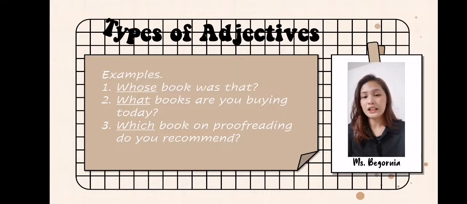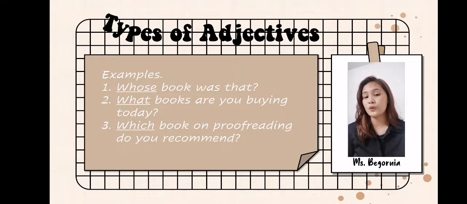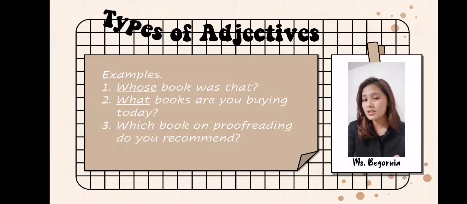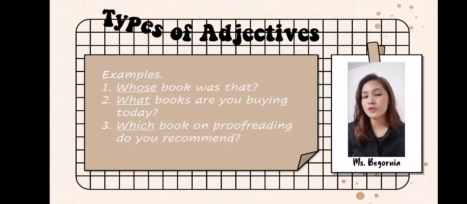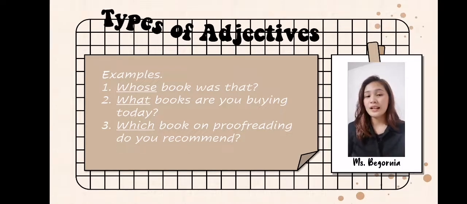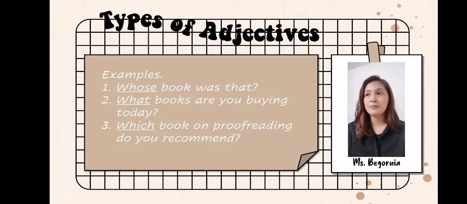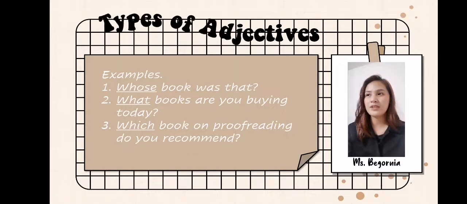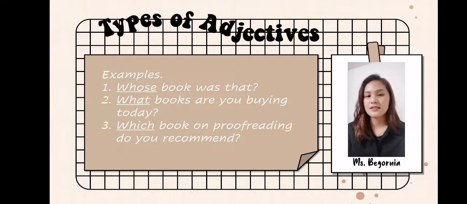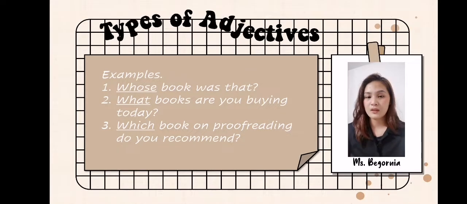Number 3, which book on proofreading do you recommend? When we say which, it has options to choose from. So you recommend some book? It means you have specific options. That's why which is used in that sentence.